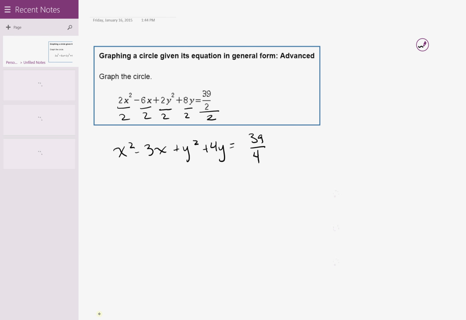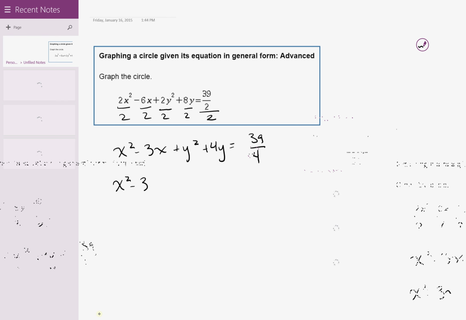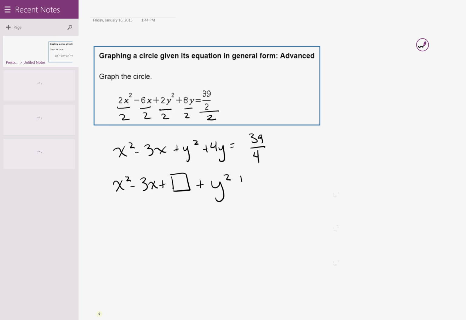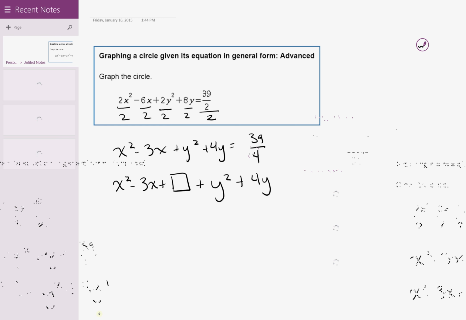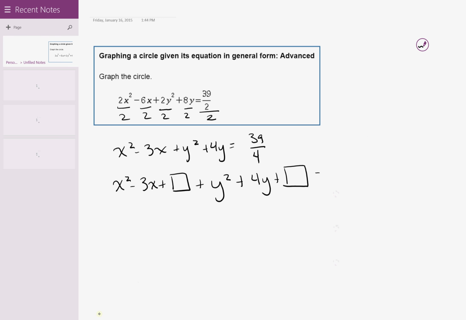Okay, now I'm going to rewrite this, leaving space to create my perfect squares. Now, half of negative 3 is negative 3 halves, and when I square that, I get 9/4. So I add that to both sides of the equation. Half of 4 is 2, and when I square that, I get 4.